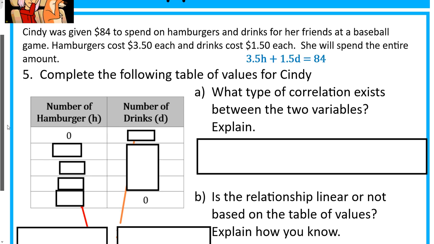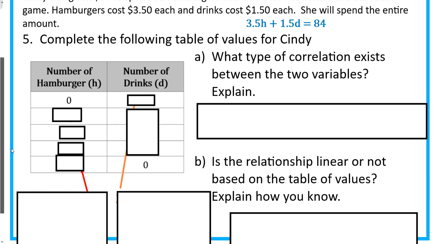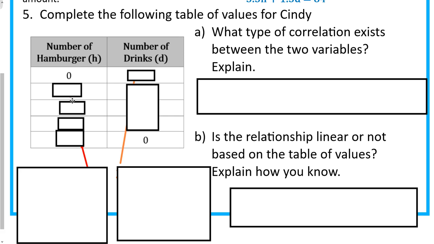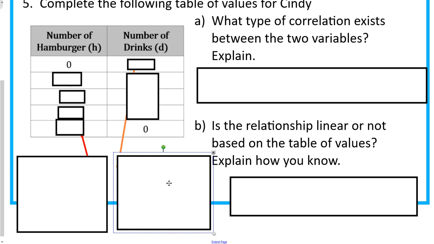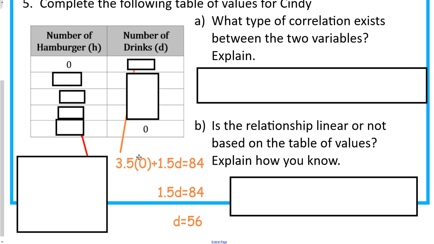Question 5, complete the following table of values and then answer the question. So I'm going to do the table of values first. So the way I did this is number of hamburgers is 0. So if she doesn't buy any hamburgers, how many drinks can she purchase? So just using our equation, replace your H with 0 and then solve for D. So it looks like she can purchase 56 drinks.